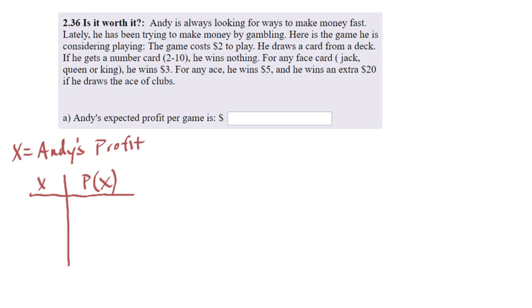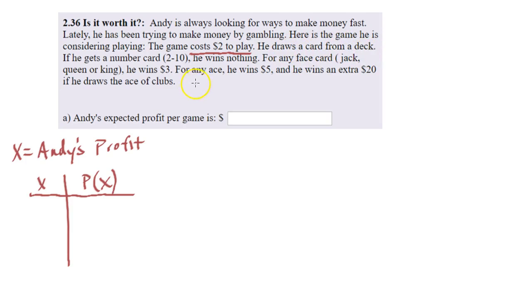Okay, so here's the game he is considering playing. The game costs $2 to play. So he's already $2 in the hole, so we're going to have to subtract $2 out of each outcome. Remember that it costs $2 to play, so once we start figuring out each value of X, which is Andy's profit, we're going to have to subtract 2.